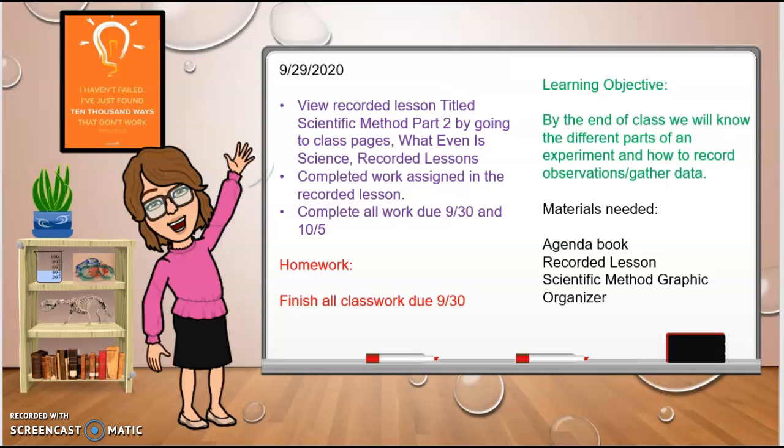Okay, this is the recorded lesson for Tuesday, September 29th, 2020. This is what you are going to be watching and listening to as you continue to fill out your graphic organizer for the scientific method.